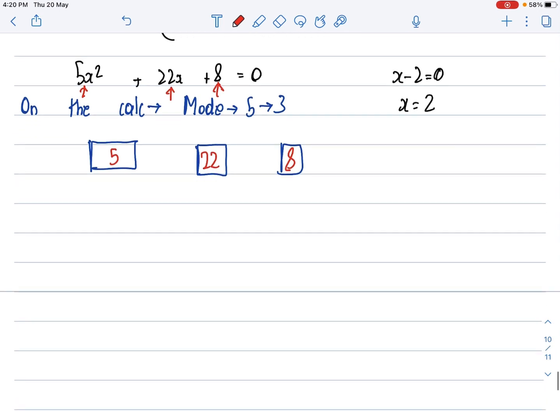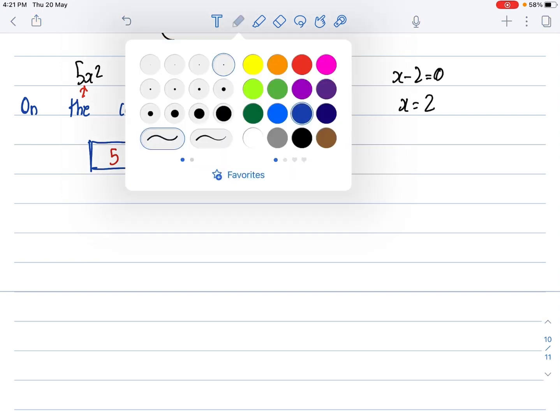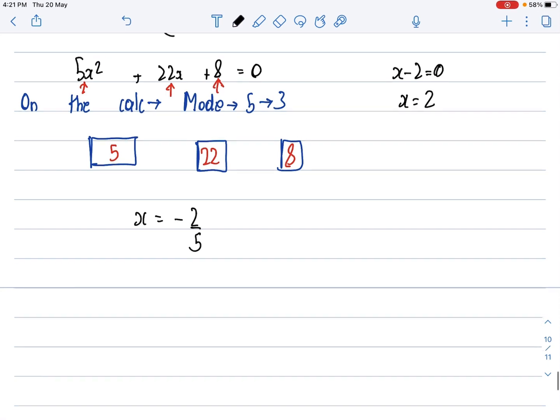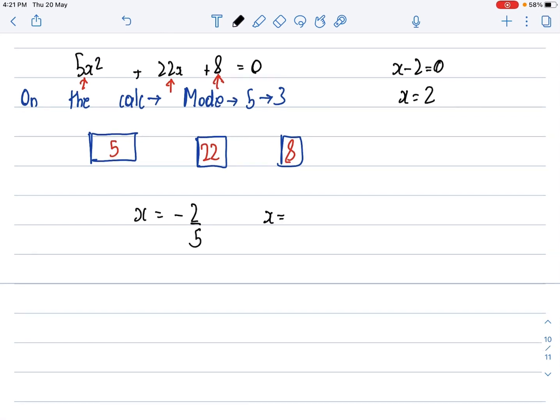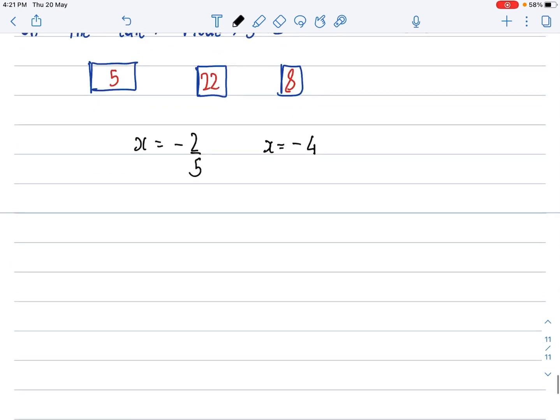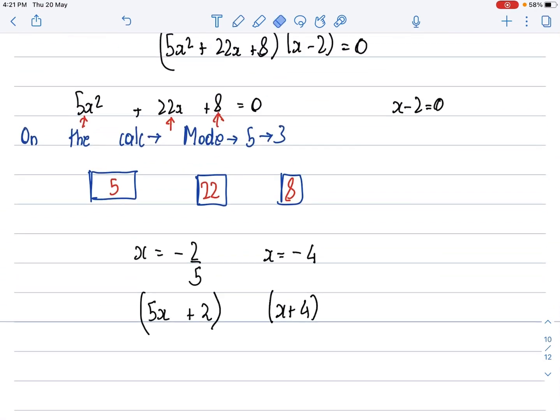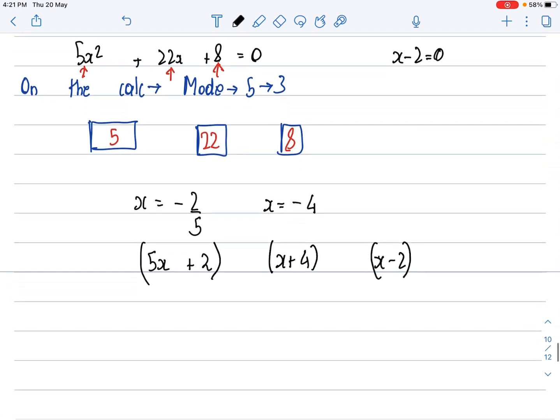So the value you get here is x equals minus 2 over 5, and you get your other x as minus 4. So this can be written as 5x plus 2 equals 0, which is one factor, and x plus 4 equals 0, which is another factor. And you can write x minus 2 as another factor. So this is how you factorize it.